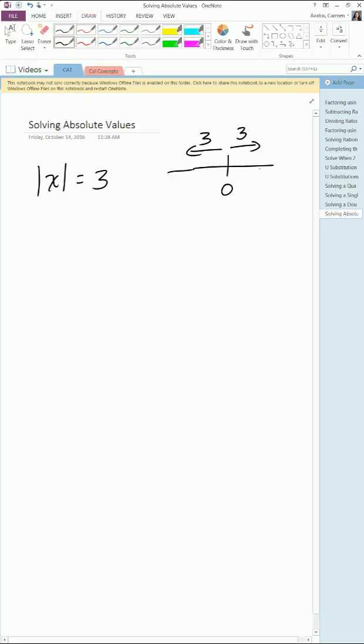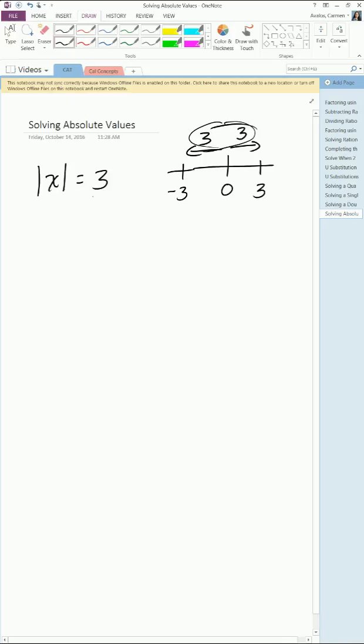If I walk 3 units this way, it's going to land at 3, x equals 3. If I land on this side, it's going to be x equals negative 3. So the distance is going to be positive. This part here is positive because you walked 3 units one way and 3 units the opposite way.